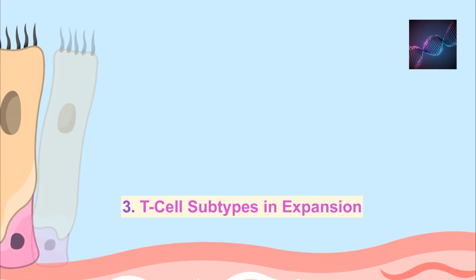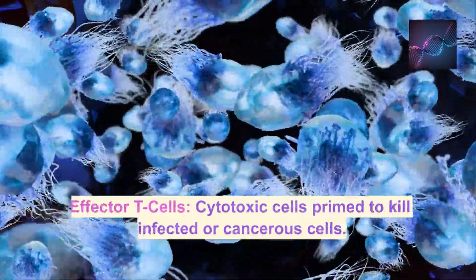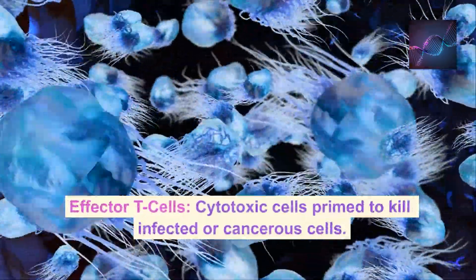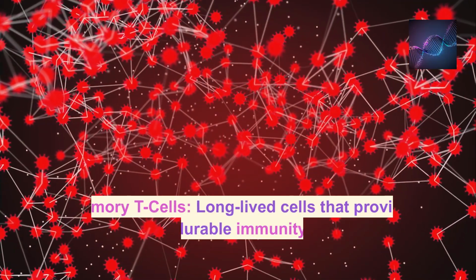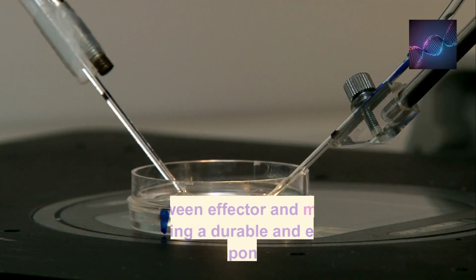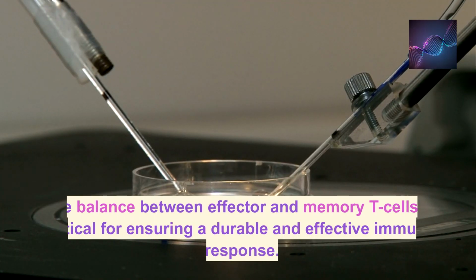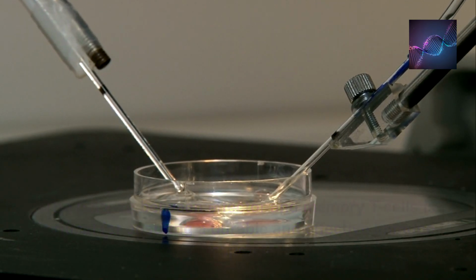3. T-cell subtypes in expansion. Effector T-cells, cytotoxic cells primed to kill infected or cancerous cells. Memory T-cells, long-lived cells that provide durable immunity. The balance between effector and memory T-cells is critical for ensuring a durable and effective immune response.